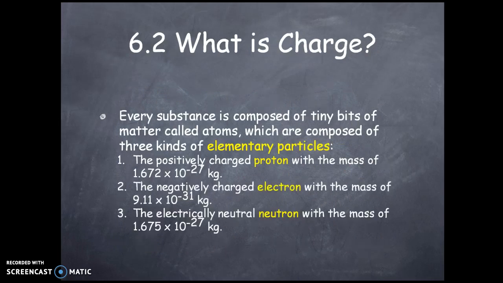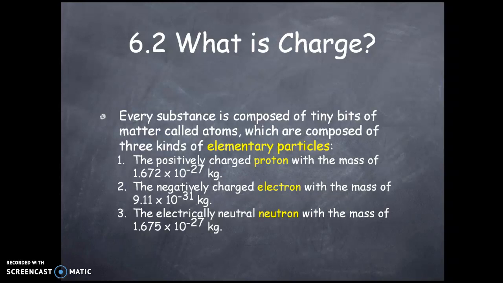What is a charge? Every substance is composed of tiny bits of matter called atoms, which are composed of three kinds of elementary particles. The teeny tiny particle of any element or any material is the atom. These atoms consist of three much smaller particles, and those are called protons, electrons, and neutrons. The proton is a positively charged particle with a mass of 1.72 times 10 to the power of negative 27 kilograms.